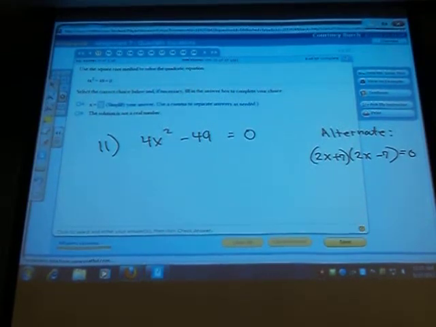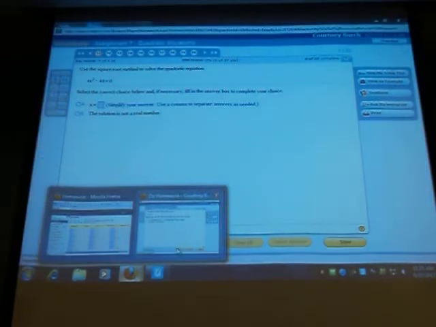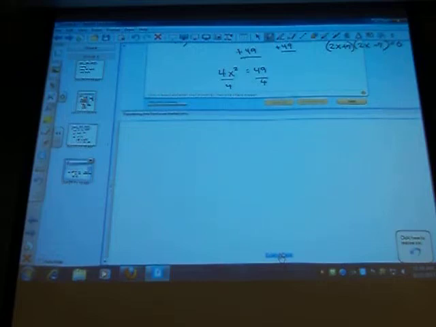Now let's go back to the square root method over here. For the square root method, I want to get my x squared by itself. So what do I need to do to get that x squared by itself? I need to add 49 to both sides, and then divide by 4. Then we square root. So I've got x squared equals 49 over 4.